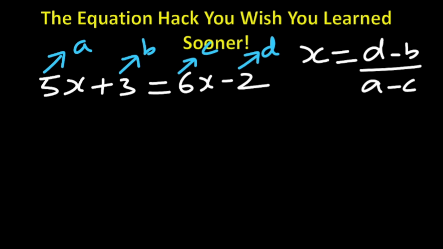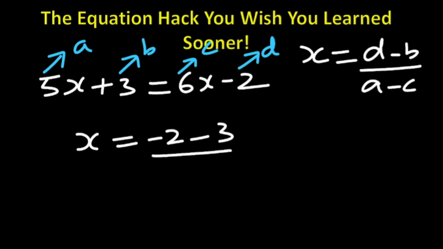Now let's plug them in the given formula to find the value of x. The shortcut method is d minus b, right? So d is negative 2 minus b. You see b is 3, divided by a. You see a as 5, minus c. You see c as 6.